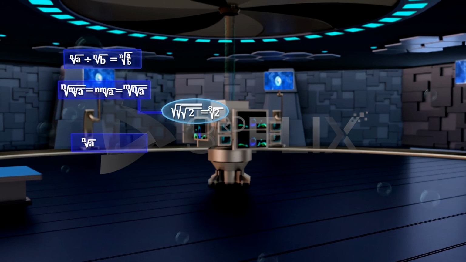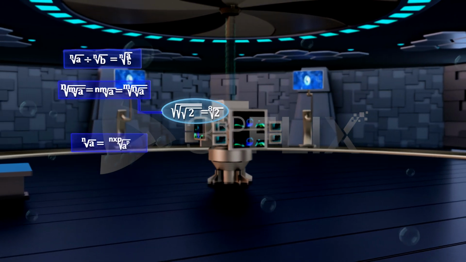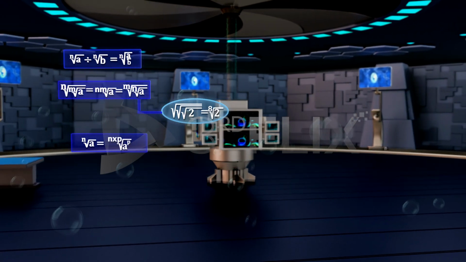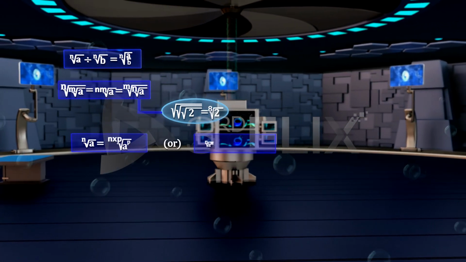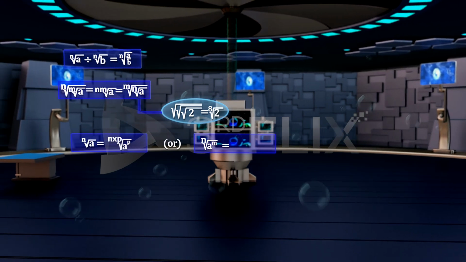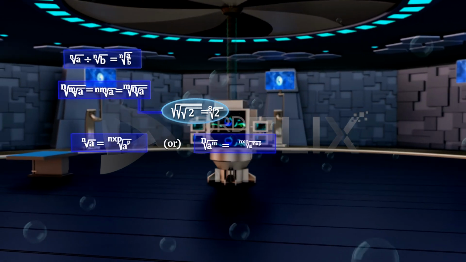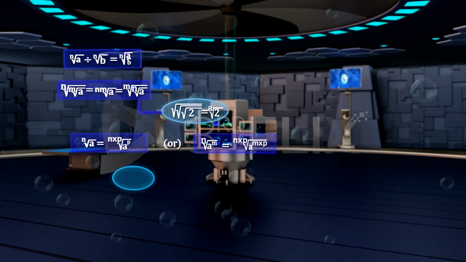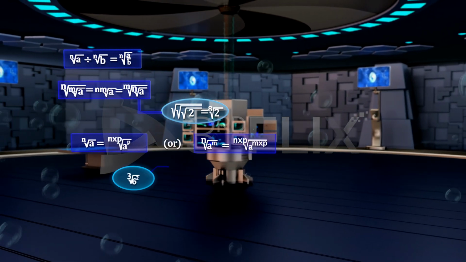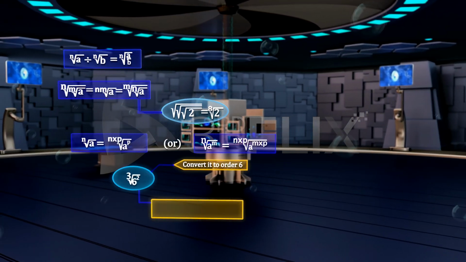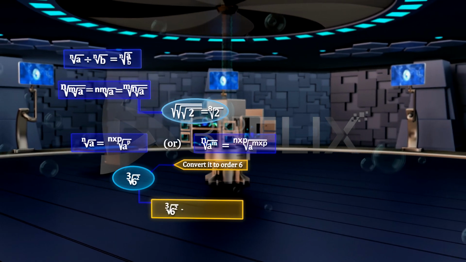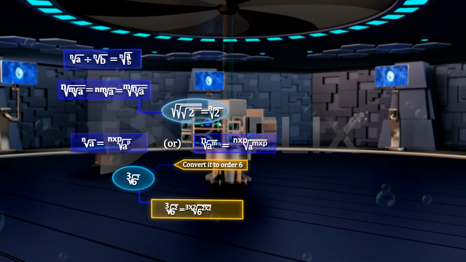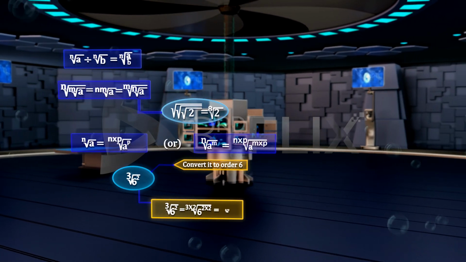Nth root a equals n into pth root of a power p, important for changing the order of surds. Or nth root of a power m equals n into pth root of a power m into p. Example, cube root 6 square, make its order 6. Then cube root 6 square equals 3 into 2th root of 6 power 2 into 2 equals 6th root of 6 power 4.